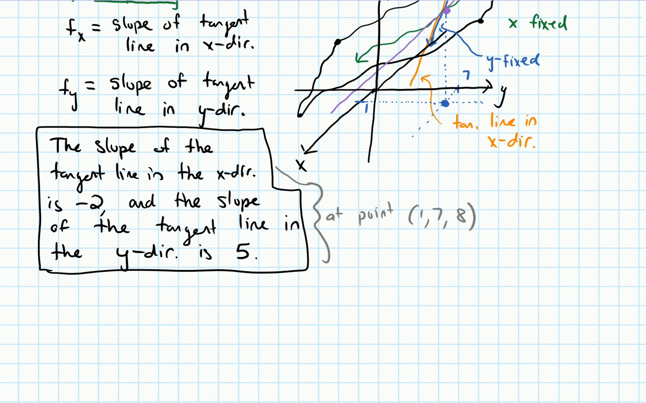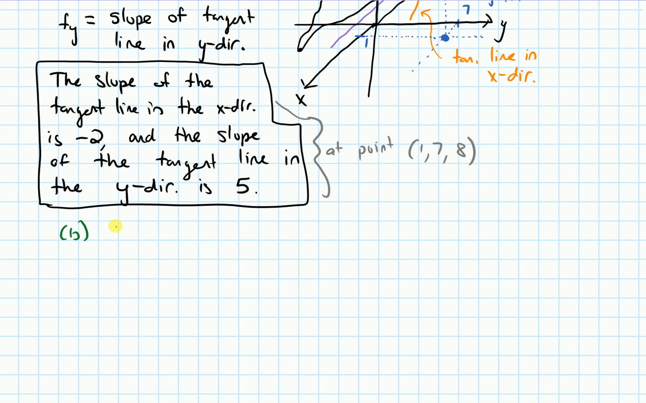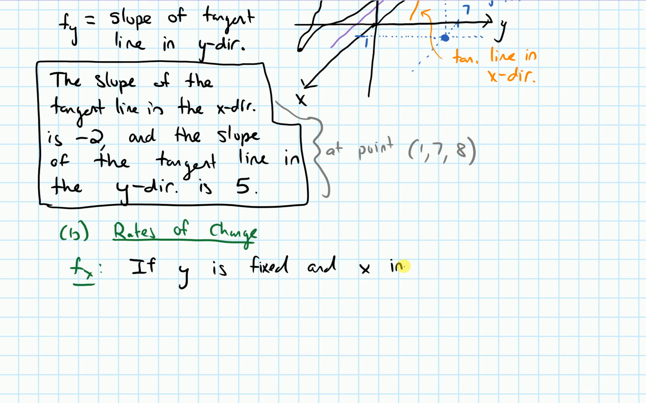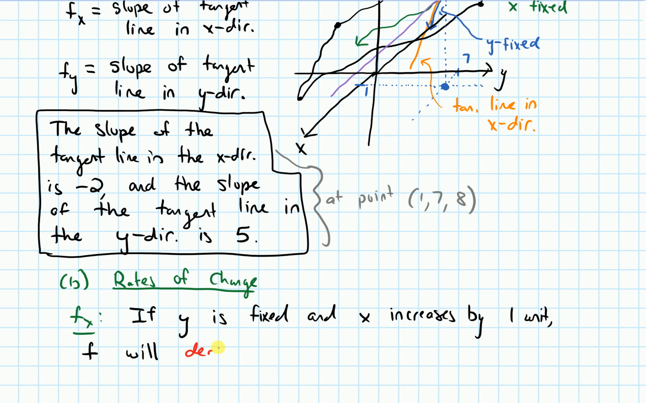All right, so now let's interpret, well, what do these mean as rates of change? That's going to be part B. So as rates of change, let's begin with fx. For fx, that would be saying if y is fixed and x increases by 1 unit, f, our function, will, because the slope is negative in the x direction, be going down. Our function will decrease by approximately whatever the slope is. It's -2, so it will decrease by approximately 2 units.